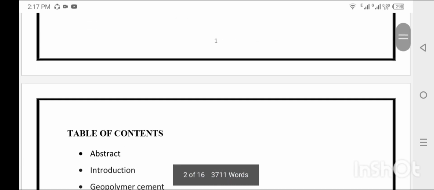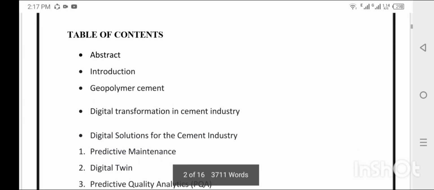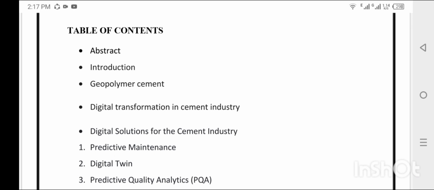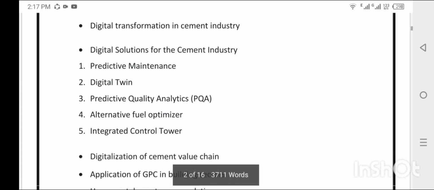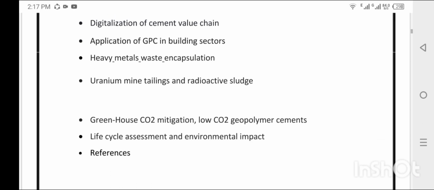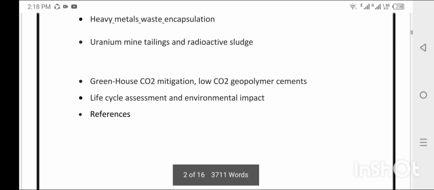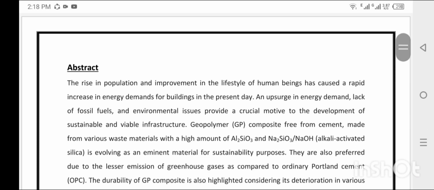These are the contents of our topic, which include abstract, introduction, geopolymer cement, and then digital transformation in the cement industry, digital solutions for the cement industry, and then we have some key points. After that, we'll discuss life cycle assessment and environmental impact. So now we'll move to our abstract.